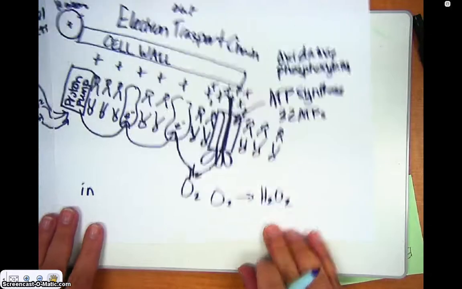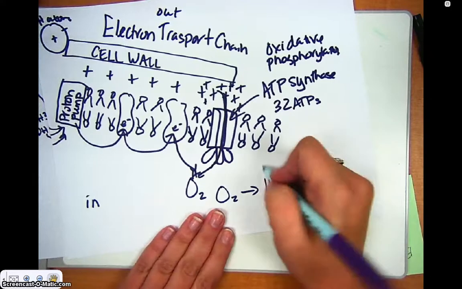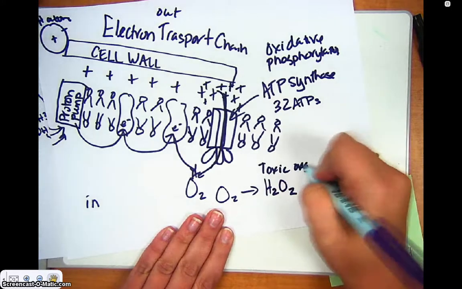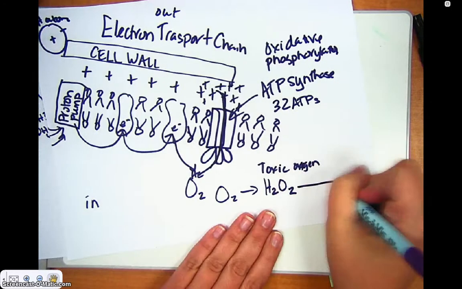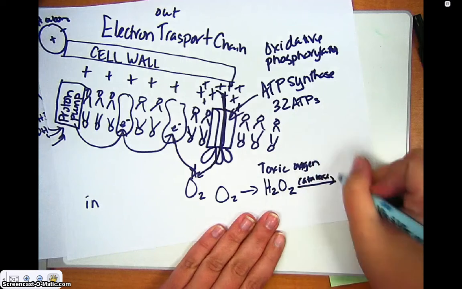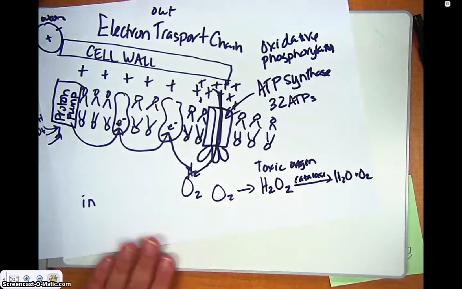So hydrogen peroxide is, again, considered one of those toxic oxygen species. So this is toxic oxygen. So the bacteria need to have the enzyme catalase present so that they can break that down into water, which is not harmful, and oxygen, which is not harmful.